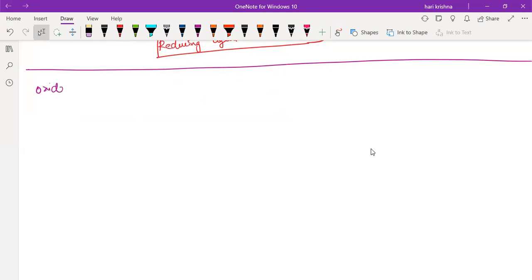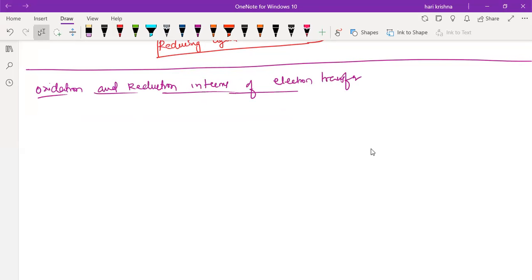So the next topic is oxidation and reduction in terms of electron transfer. First, oxidation means what? Loss of electrons. Reduction means gaining of electrons.